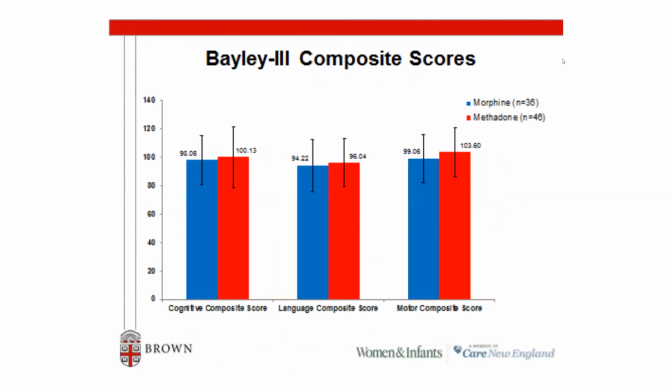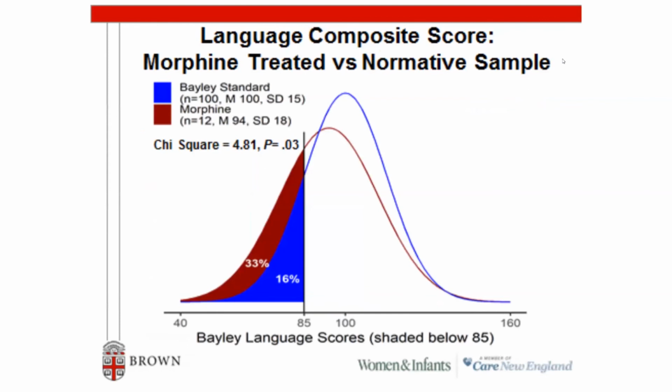When we looked at Bayley composite scores, 18-month outcomes for infants treated with either morphine or methadone, we didn't see as much of a difference between the treatment arms. But when we compared infants to a normative sample, infants with no medication exposure whatsoever, we saw once again in the morphine arm a decrease in language scores overall. The decrease in language scores was really significant, almost double the normative sample. So this really gave us hope to think that it's not just NAS, but also a drug effect.